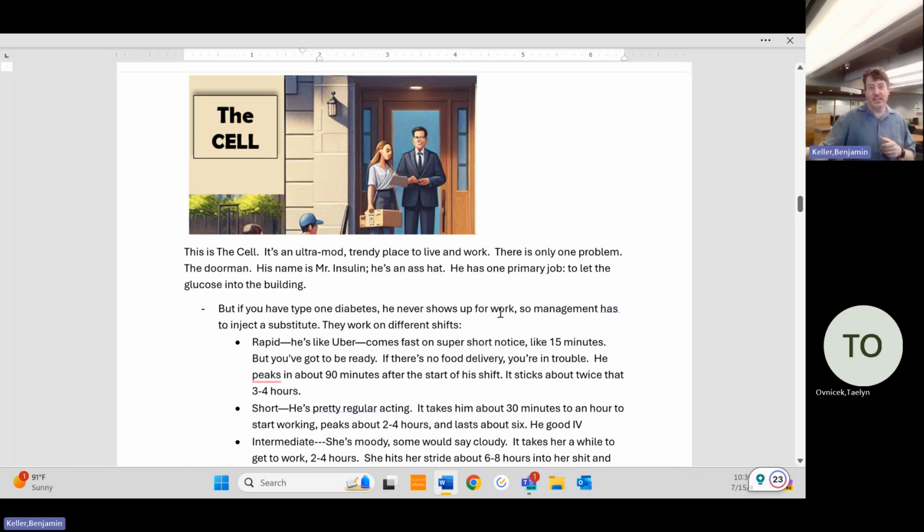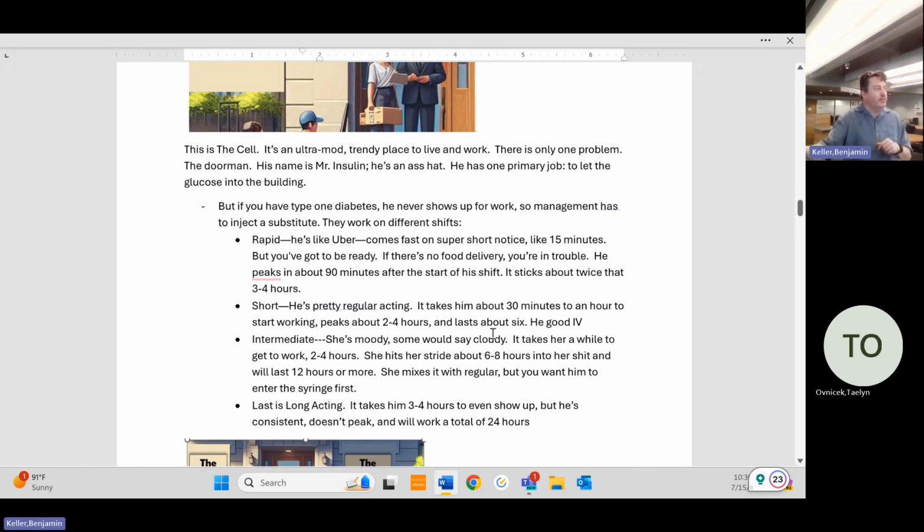But he doesn't like to do it all the time, especially if you're a type 1 diabetic. He never shows up to work for you. So management always has to call in and inject a substitute for Mr. Insulin if you're a type 1 diabetic. Those substitutes come and work on 4 different shifts. There's rapid insulin substitute. He's like Uber. He comes on fast on super short notice, like 15 minutes, and he's there.